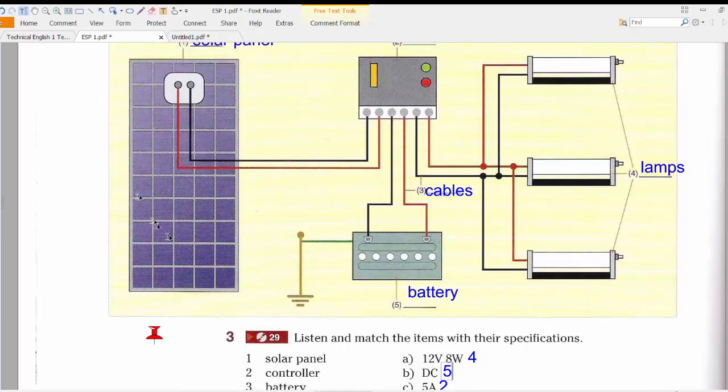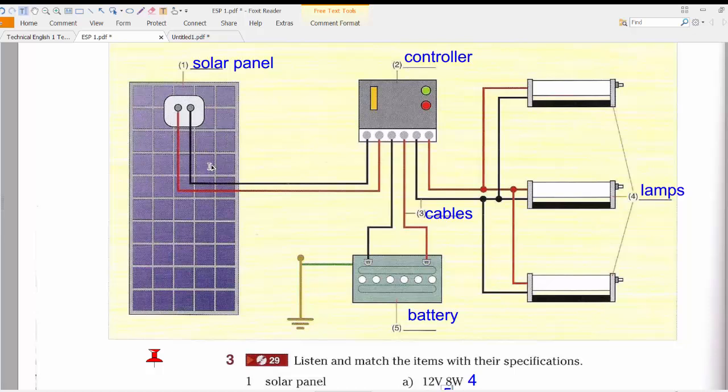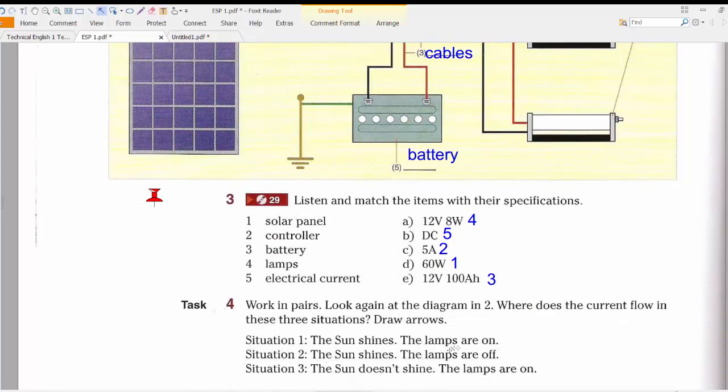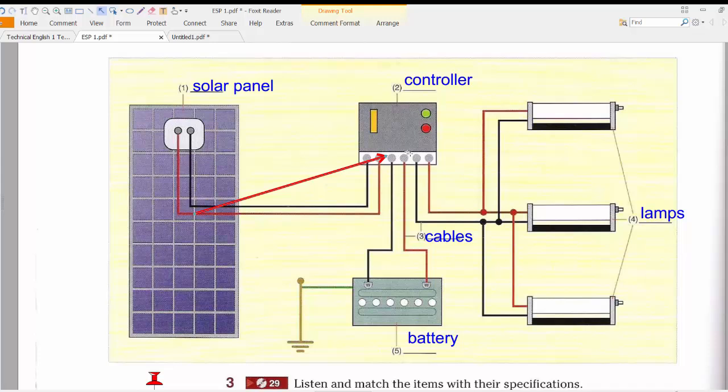Okay. This is the solar panel. The solar panel receives sunlight and changes it into electrical current. So current flows from the solar panel into the controller. Look, the lamps are on. And from the controller, current flows into the lamps. This is situation 1.